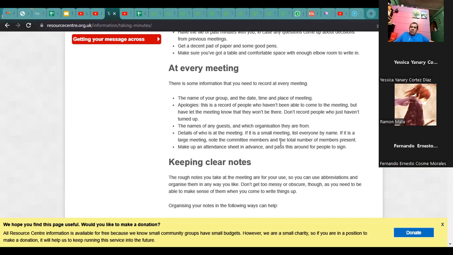The names of any guests and which organization they're from. Details of who is at the meeting. If it is a small meeting, list everyone by name. If it is a large meeting, note the committee members and the total number of members present. Make up an attendance sheet in advance and pass this around for people to sign.